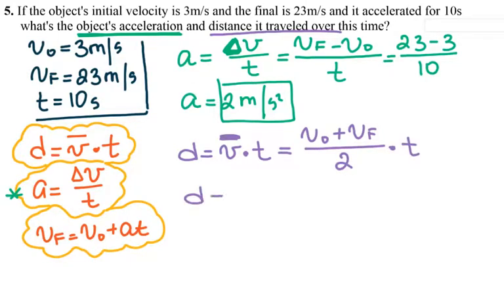So the distance or the displacement equals initial velocity plus the final velocity divided by 2, which is 26 divided by 2, times the time. And the time is 10 seconds. So I'm going to say times 10. So I have 26 divided by 2, 13, and 13 times 10 will give me 130 meters.